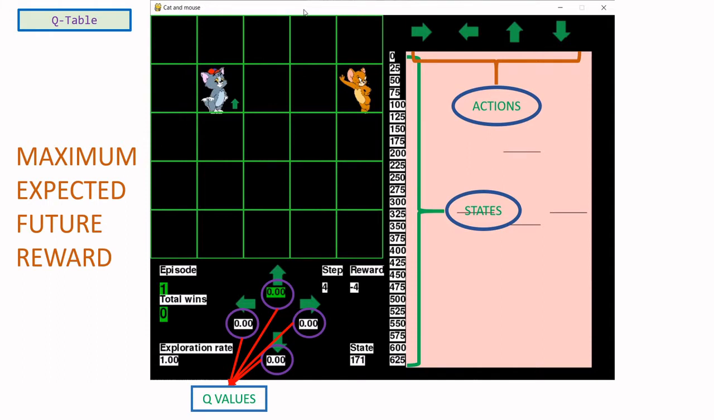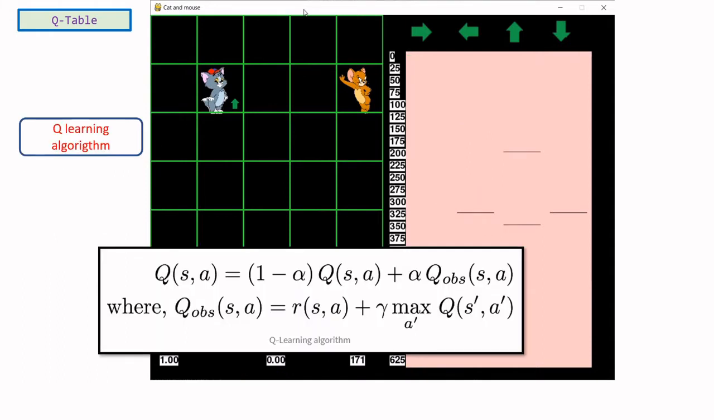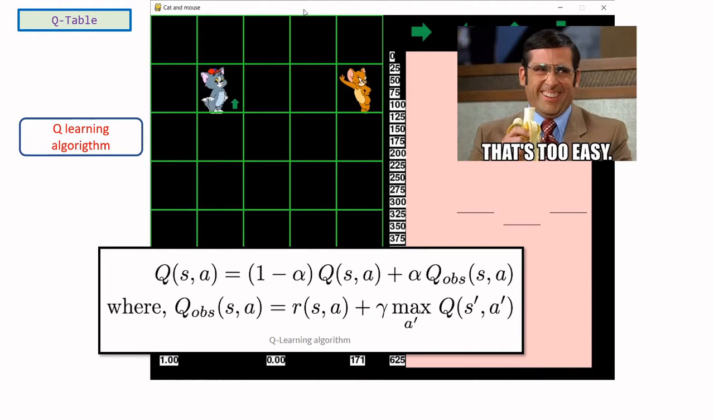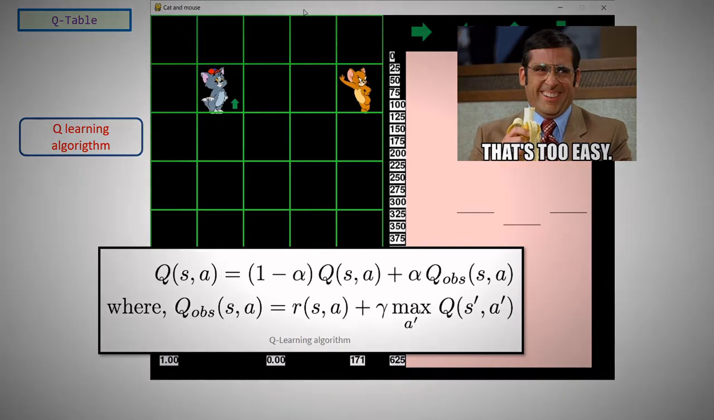So, how does this iterative process of updating Q values happen? Using the below equation, we update the Q values for state action pairs in the table. Pretty straightforward and simple, right? I know. Let's look at the gameplay and then discuss about the updation of Q values in the Q table.